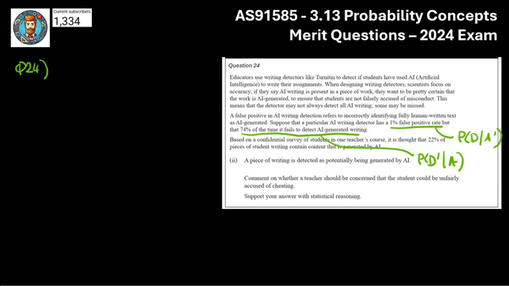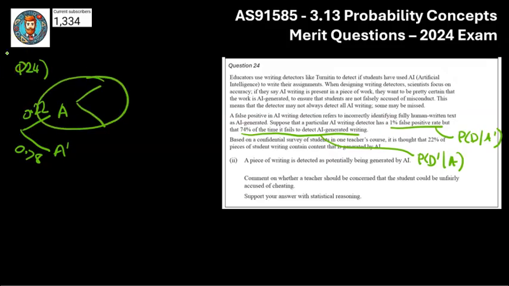Based on a confidential survey, it was thought that 22% of the pieces of work had content that was AI generated. So that's going to be the first of our split. So we're going to have AI was used or AI was not used by the students. And that there was 0.22, which means not AI was 0.78. We can now split to the second level.